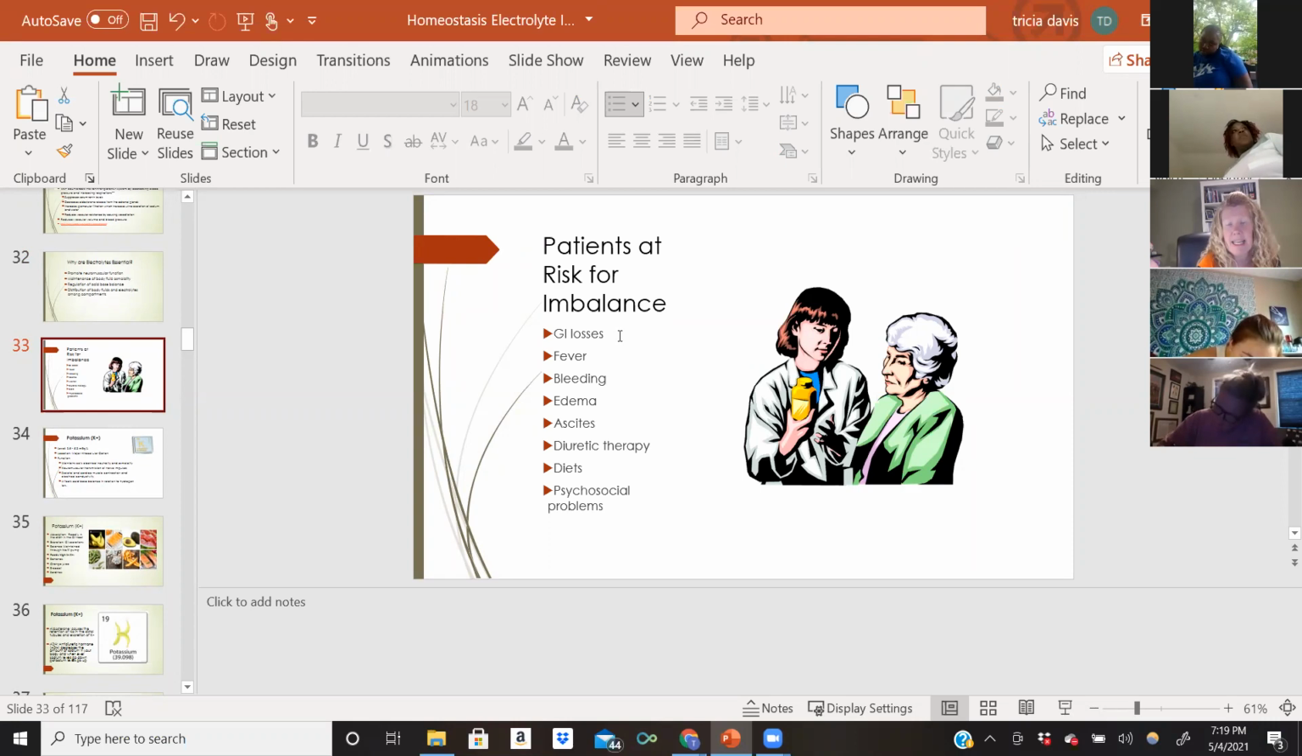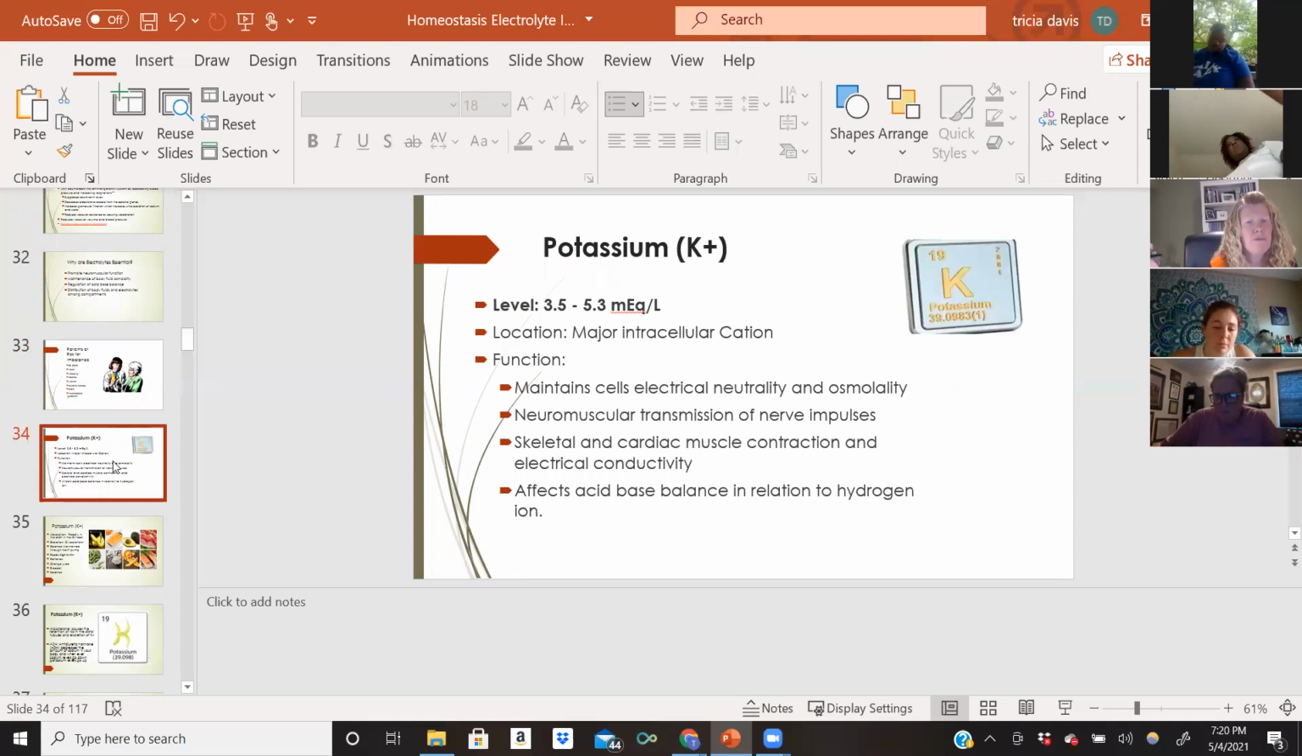Patients that have ascites in the belly. So that's your patients that are alcoholics or patients that have liver disease. Patients who are on diuretic therapy. So patients maybe with congestive heart failure, we're giving them diuretics to help pull off all the fluid. Certain diets can cause us to be at risk for electrolyte imbalance, if we have a lot of sodium intake in our diet, and then some psychosocial problems as well can cause issues.